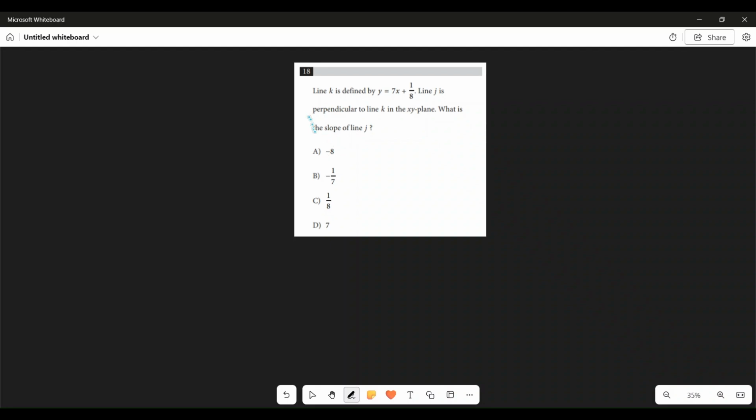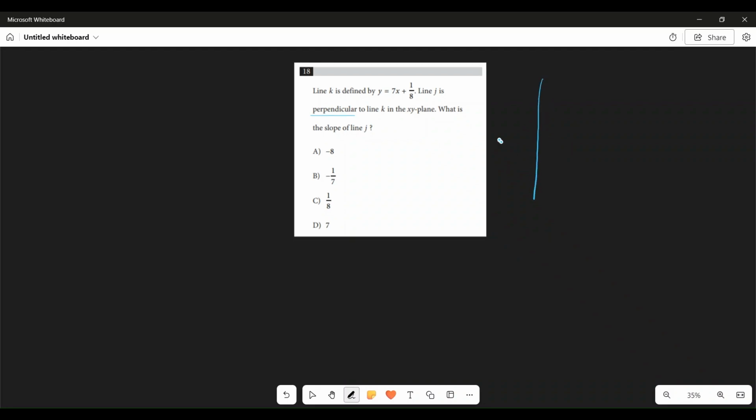So this is actually a very simple question, because you don't even really need to do that much math for it. The key here is that line J is perpendicular, right? So what does that mean? What do we know about perpendicular lines? Well, when two lines are perpendicular, they have a right angle.